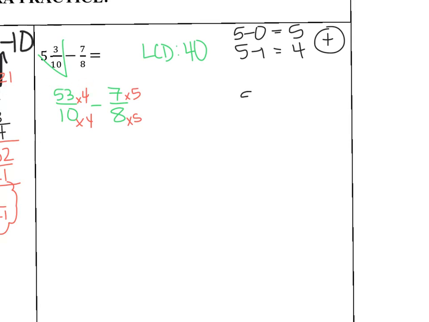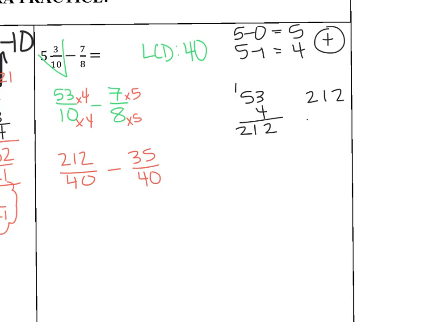That's okay. 53 times 4, 212. So I have 212/40 minus 35/40. Oops, sorry, that's 40ths. That's just a simple subtraction problem. 212 minus 35. Again, all that work, I should expect to see some side work as well.